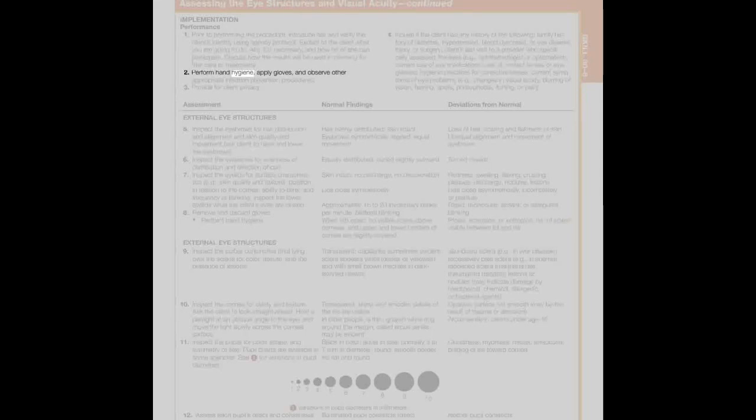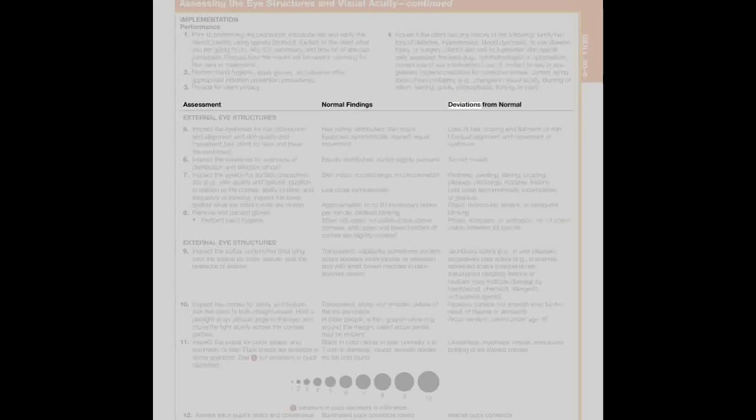2. Perform hand hygiene, apply gloves, and observe other appropriate infection prevention procedures. 3. Provide for client privacy. 4. Inquire if the client has any history of the following: family history of diabetes, hypertension, blood dyscrasia, or eye disease, injury, or surgery. Client's last visit to a provider who specifically assessed the eyes, for example, ophthalmologist or optometrist, current use of eye medications, use of contact lenses or eyeglasses, hygienic practices for corrective lenses, current symptoms of eye problems, for example, changes in visual acuity, blurring of vision, tearing, spots, photophobia, itching, or pain.